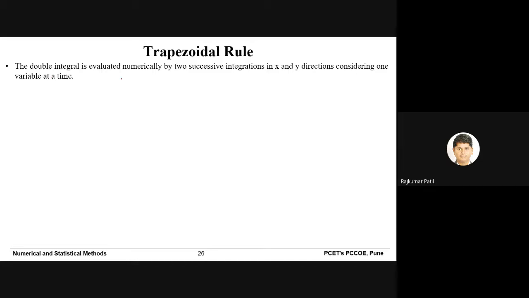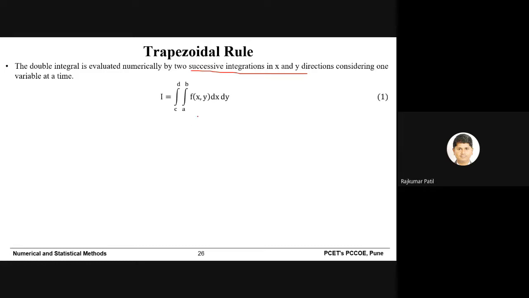So double integral is evaluated numerically by two successive integrations in x and y direction, considering one variable at a time. So in this particular problem, there will be two variables. For example, in case of rectangular shaft, the cross section area will have one variable and the length of that shaft will have second variable. So when we are calculating the area of that rectangular shaft, we will assume length as a constant. And when we calculate length of the shaft, we assume that the cross section is a constant. So this is how we need to proceed.